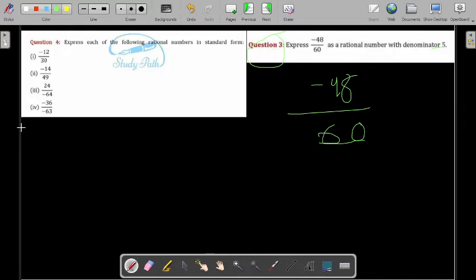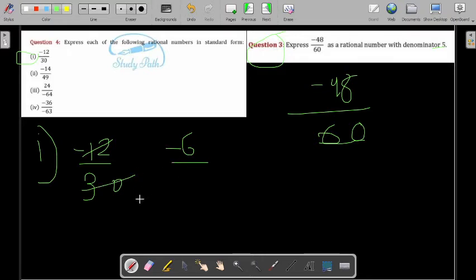Now we will see: express each of the following rational numbers in standard form. Very simple. I will do one part. The second, third, and fourth parts will be homework. They are asking to express it in standard form, which means you have to reduce it as much as it is cutting. You have to just cut. 2 sixes are 12 minus 6, 2 ones are 2, 2 fives are 10. Will it cut more? No. So this is the final answer. Like this we have to do the others also.